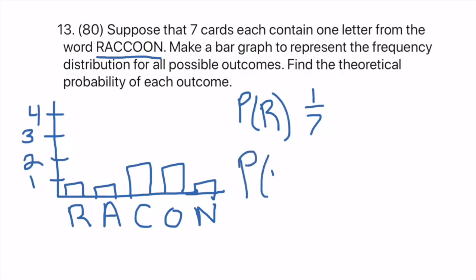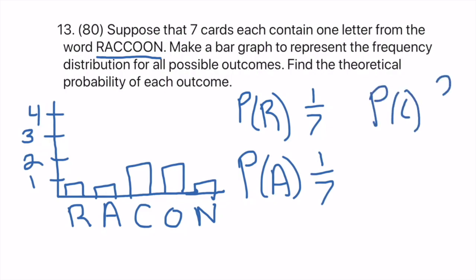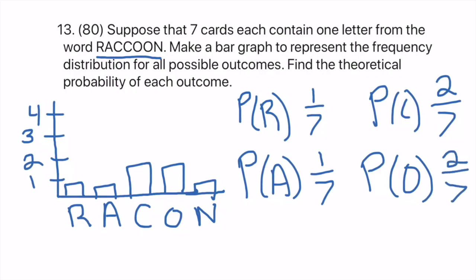The probability of A, again, is only 1/7 because there's only one A. Probability of C, this is going to be 2/7 because there are 2 C's. The probability of O is again 2/7. And last but not least, the probability of N, there's only one, so 1/7. And there's your probability for all the different letters.